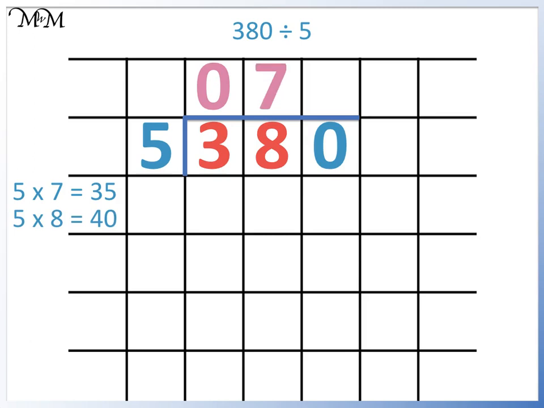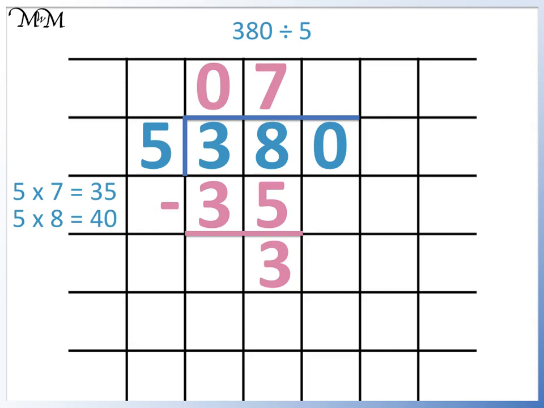We said that 5 times 7 equals 35, so we can write this underneath the 38 and take it away to find the difference. 38 take away 35 equals 3. Remember, the 3 is in the tens column, so it is actually worth 30.